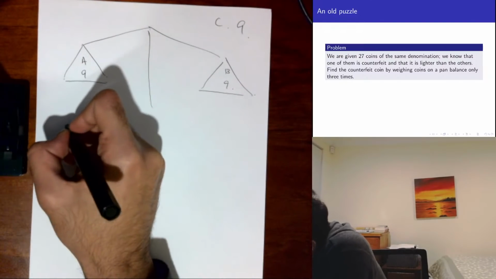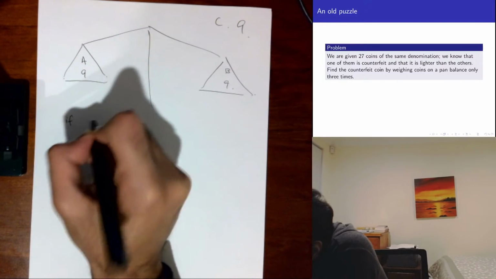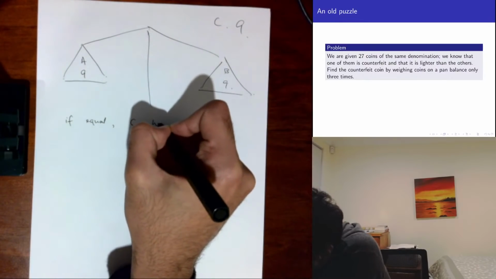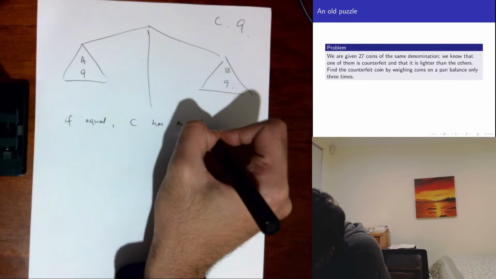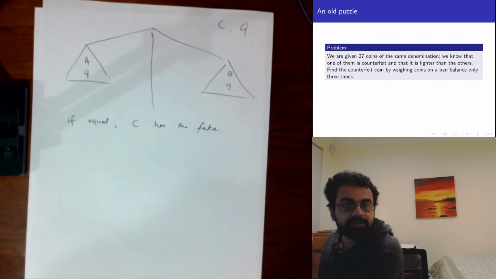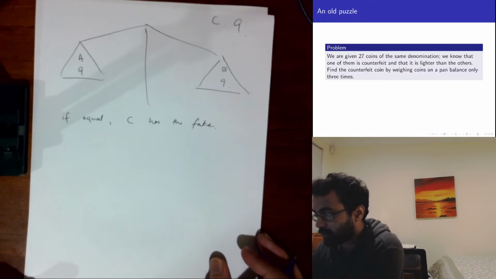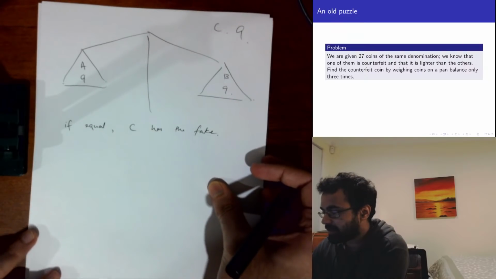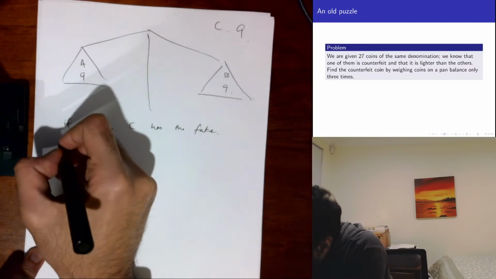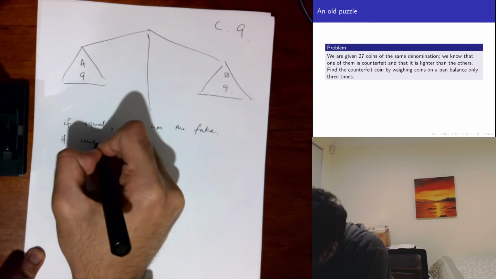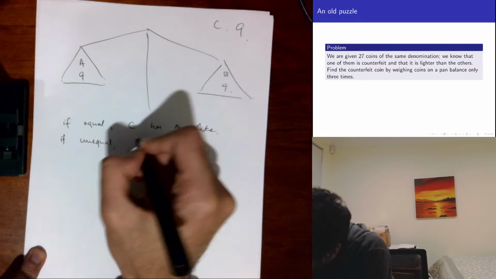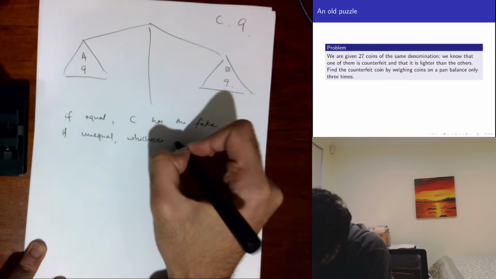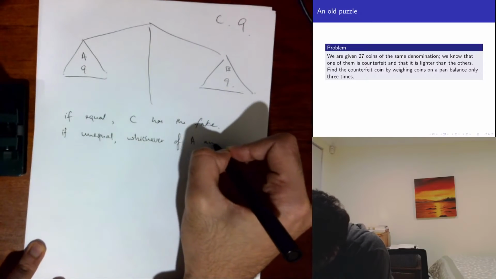What we're going to again ask is, what happens if they're equal? What happens if they're unequal? If they're equal, then C has the fake. Certainly, if piles A and B are equal in weight, then neither of them can have the counterfeit coin, so C must have it. But if they're unequal, then the lighter of the two piles has the fake.